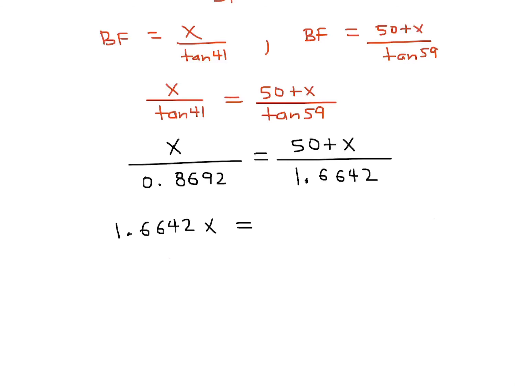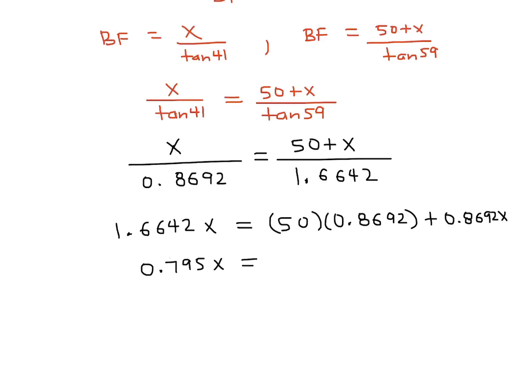Cross multiply and you'll get 1.6642x is equal to 50 times 0.8692 plus 0.8692x. If you bring the x's over to one side, you'll get 0.795x, and 50 times 0.8692 is 43.46. And therefore, if you solve for x, you'll get 54.67.